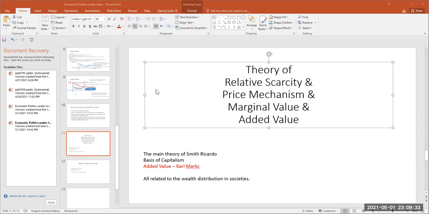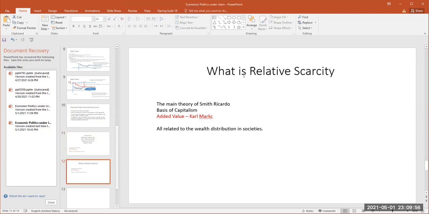So to summarize for the recording purpose, we need to discuss these three issues: relative scarcity, what it is; price mechanism, how it works; the marginal value, what is it used for; and the added value, which comes from the book of the Capital by Karl Marx. So now, what is relative scarcity?